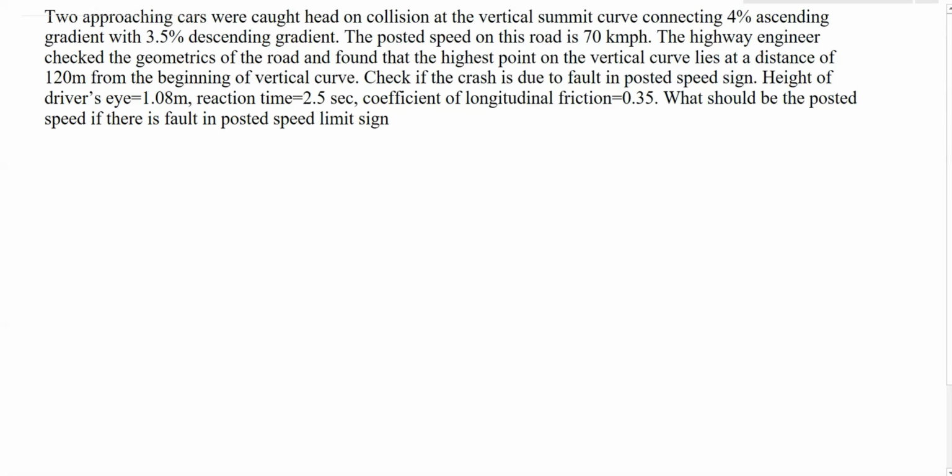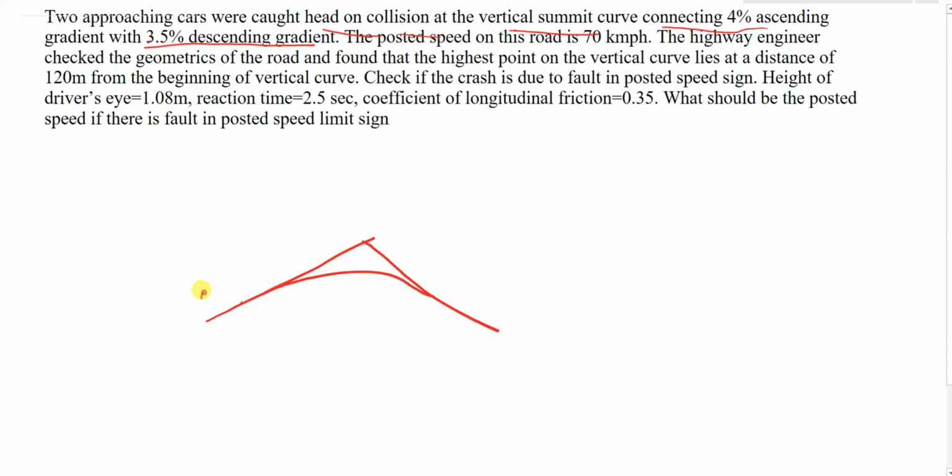Approaching cars were caught in a head-on collision on a vertical summit curve connecting a 4% ascending gradient with a 3.5% descending gradient. So we have a case with a 4% gradient and a 3.5% gradient, and this is a vertical summit curve, right? So let us draw a vertical summit curve like this.